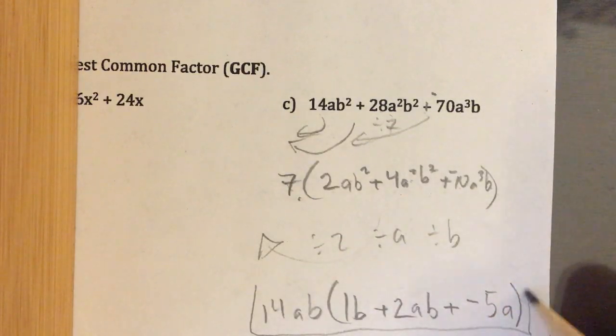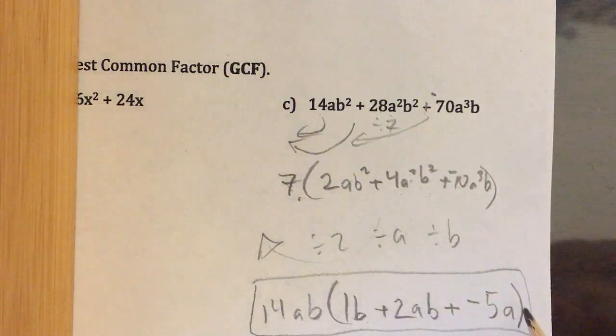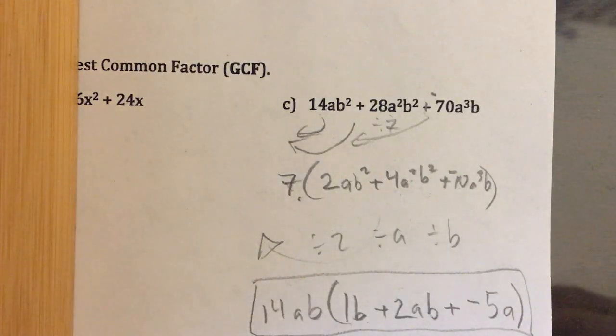So that's it. If you look inside here, you can see that 1b, 2ab, and negative 5a, there's no more a's left, no more b's shared amongst them all, but the numbers 1, 2, and 5 also have no more common factors. Nothing else I could divide out. So this is the greatest common factor. That's the best way to do this problem.